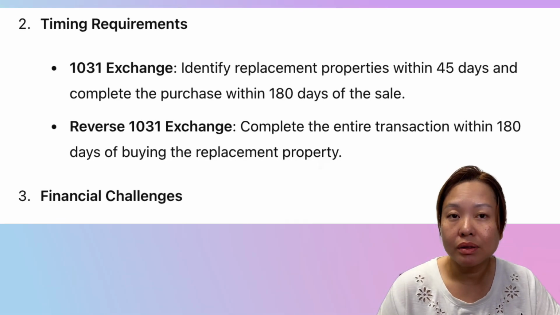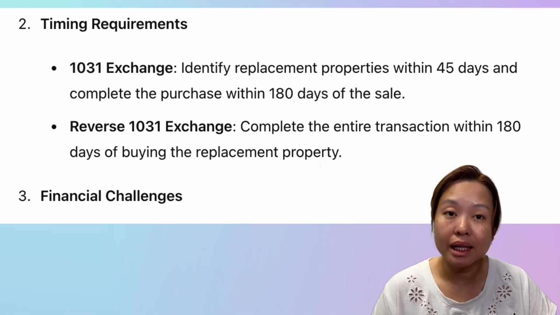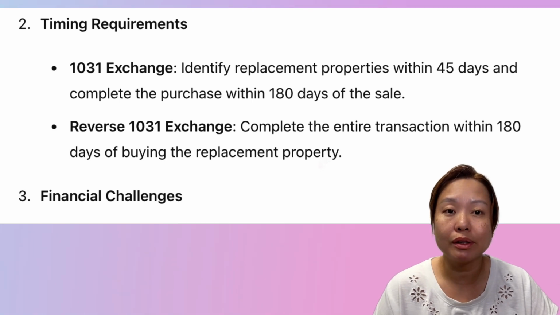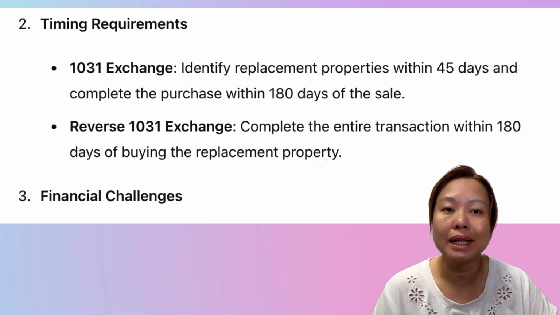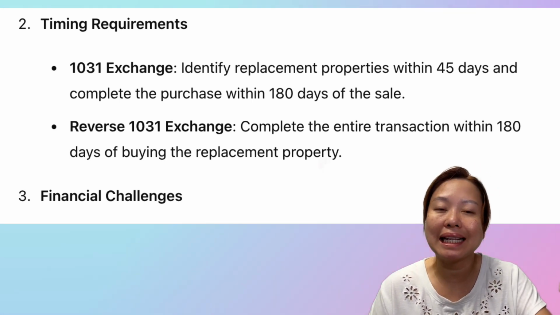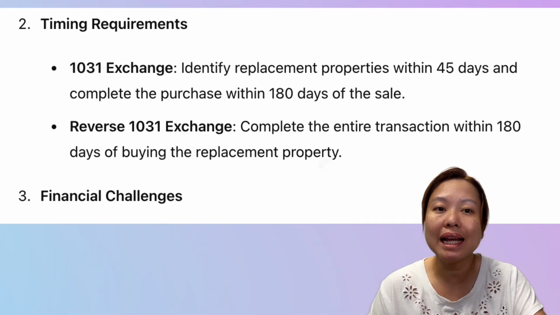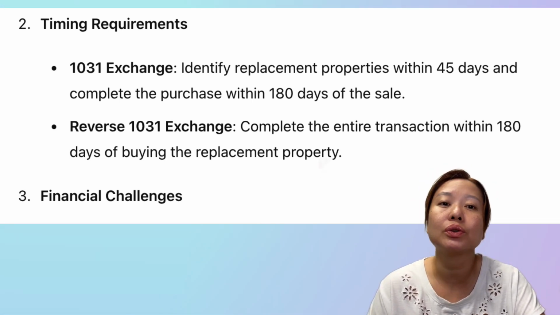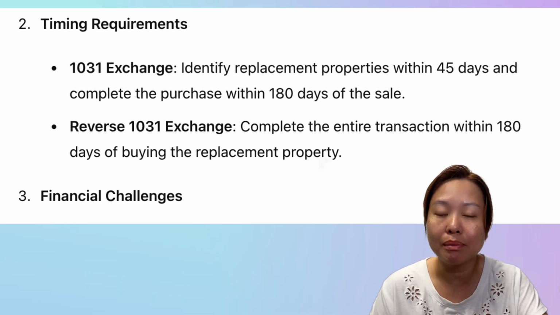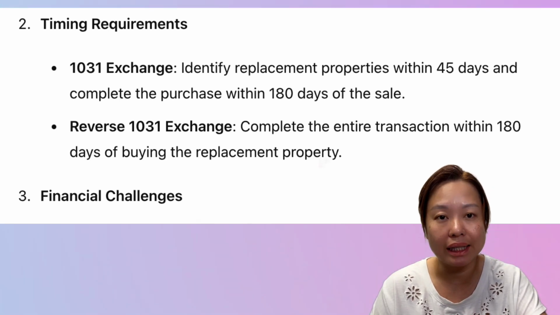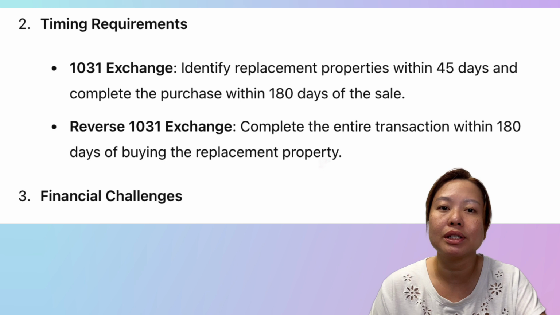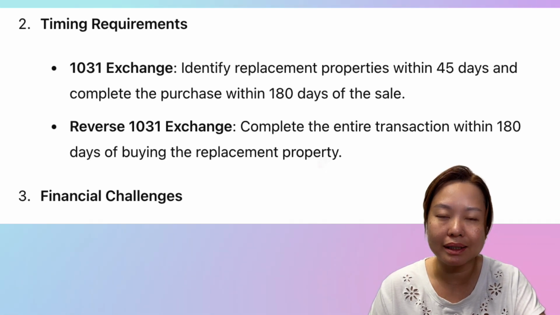Second, now let's talk about timing requirements. In a 1031 exchange, the investor has 45 days from the sale of the relinquished property to identify potential replacement property and 180 days to complete the purchase. In a reverse 1031 exchange, the entire transaction, including the sale of the relinquished property, must be completed within 180 days from the initial purchase of the replacement property.